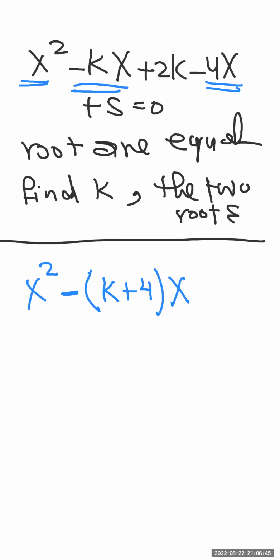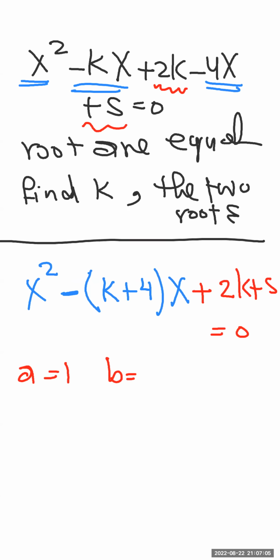Okay, so what will be the remaining terms? These two terms, 2k plus 5. So plus 2k plus 5 equals 0. Now, a equals 1, b equals what? Negative (k plus 4). Very good. And what about c? Is it 2k only, or 2k plus 5, or only 5? Of course, 2k plus 5. Exactly.